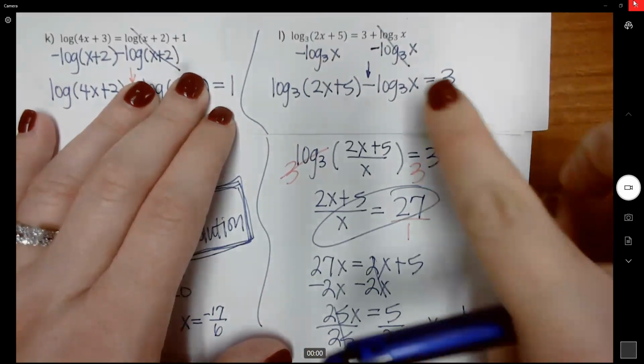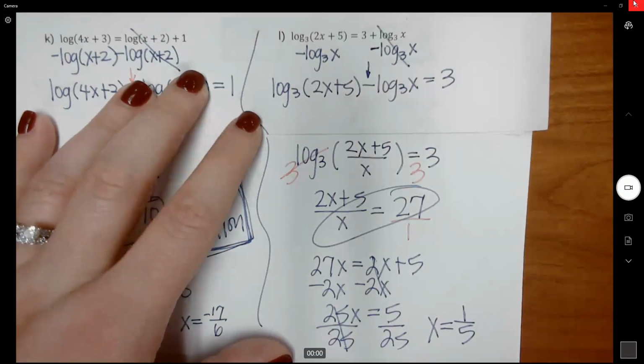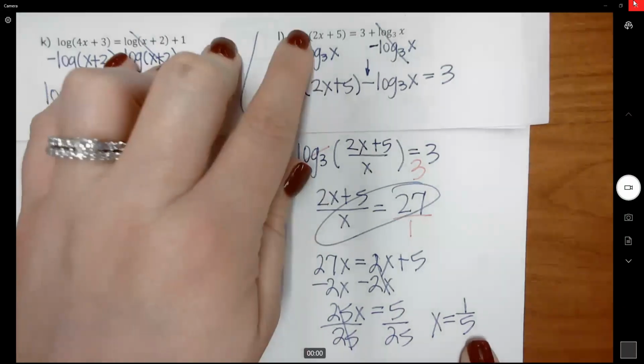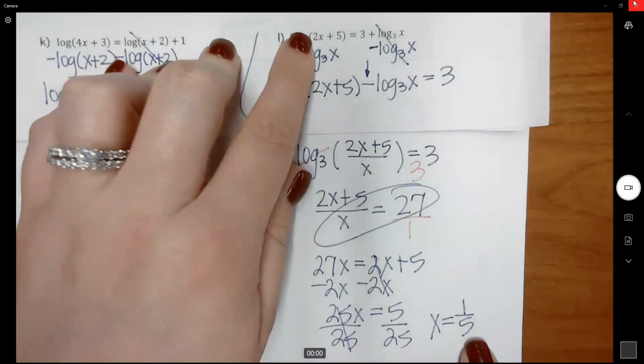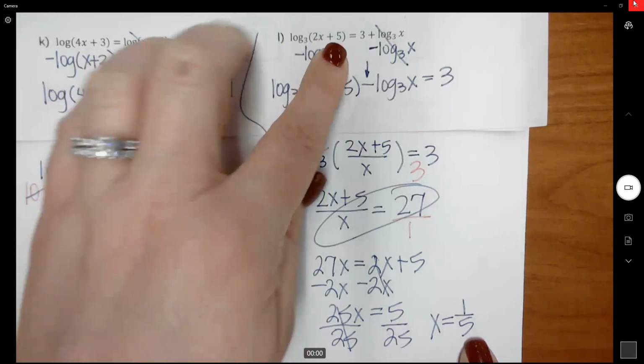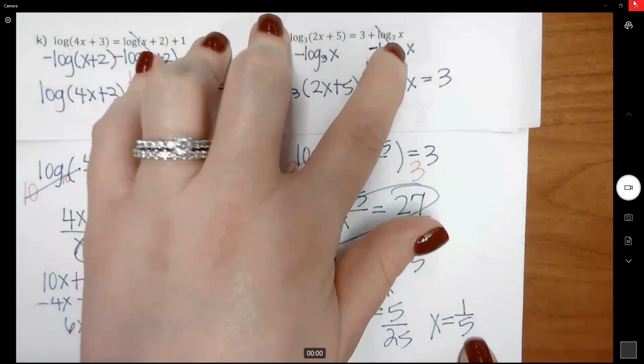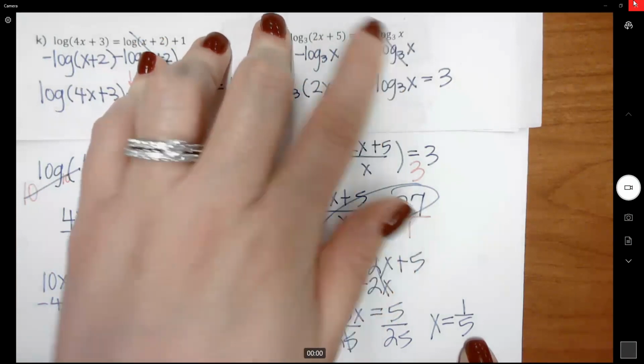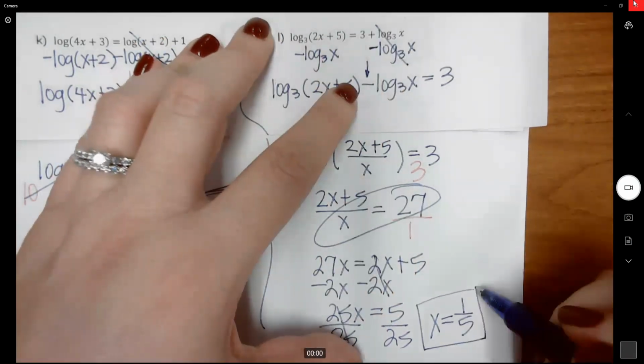So does that work when we plug it in? Well, you have 2 times 1/5, that's positive, plus 5 is positive. And then this would just be log base 3 of 1/5. So this one does work.